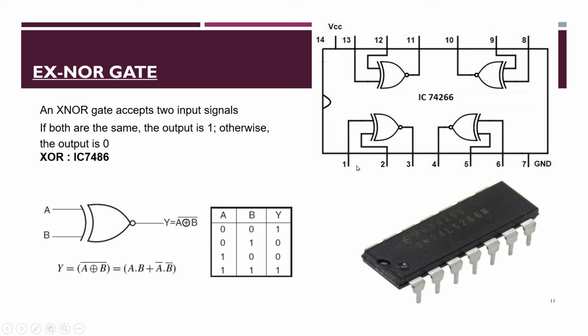1 and 2 are the inputs and 3 is the output. 5 and 6 are the inputs. 4 is the output. 8 and 9 are the inputs and 10 is the output. 12 and 13 are the inputs and 11 is the output. So here also there is a small change in the pin configuration diagram. For both the NOR gate and the XNOR gate, there is a small change in the pin configuration diagram, and for the rest of the gates except the NOT gate, the pin configuration diagram is the same. In case of the NOT gate, as you have only one input and one output, pin number 1 is the input and 2 the output, 3 the input and 4 the output, and so on.